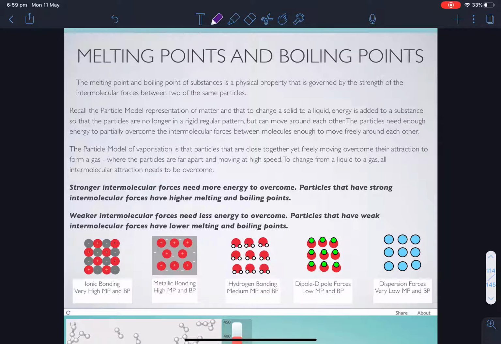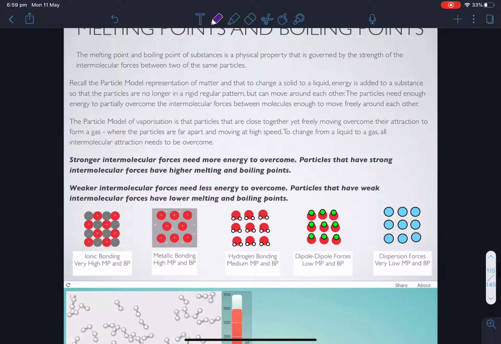Okay? So here you can imagine the stronger the intermolecular force is between these particles, the higher the melting point and boiling point. So strong intermolecular forces, high melting point, high boiling point. Weak intermolecular forces, low melting point, low boiling point. I think that's just what I mentioned here. Okay, so let's take a look at this diagram.